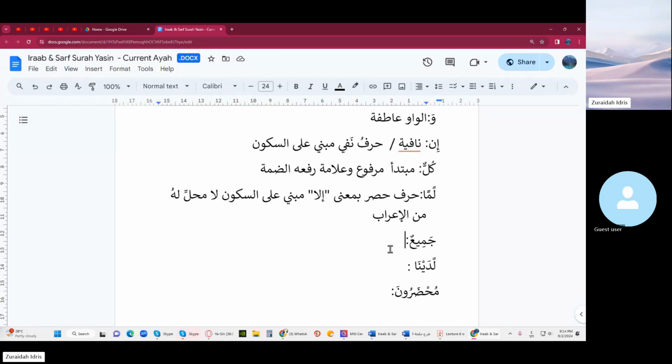Jami'un. If kullun is mubtada, then this is khabar. We'll have to give the i'rab. Khabar, again it's marfu' bid-damma. So we see two ways of writing this: the one above and the one here.